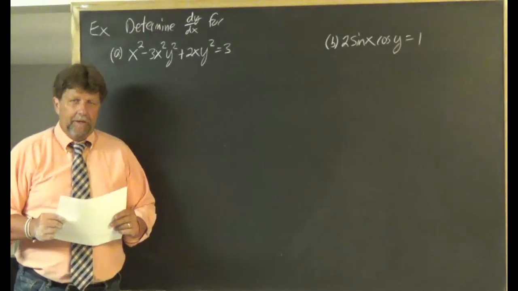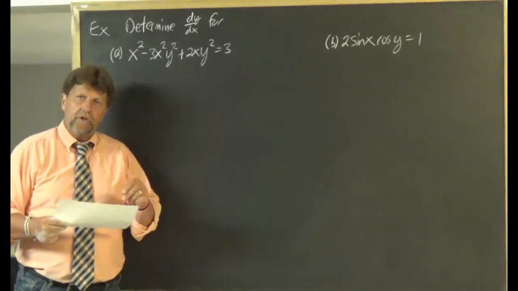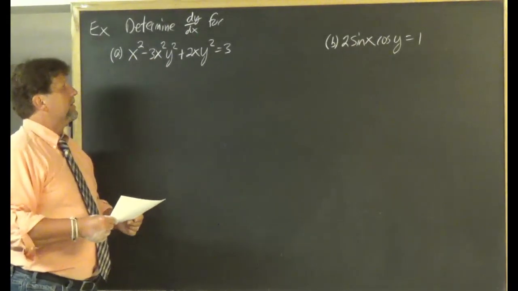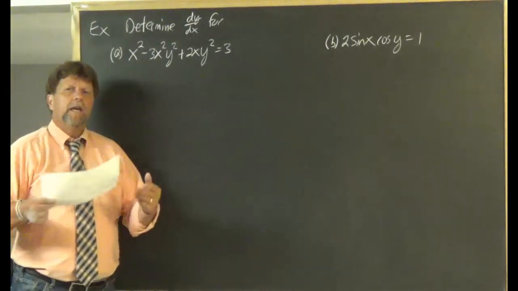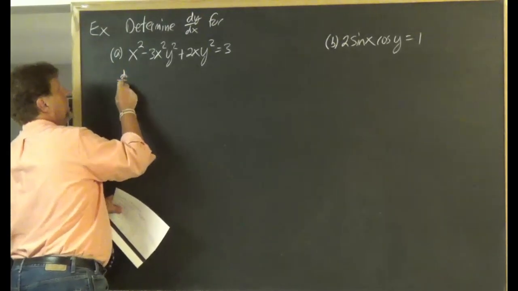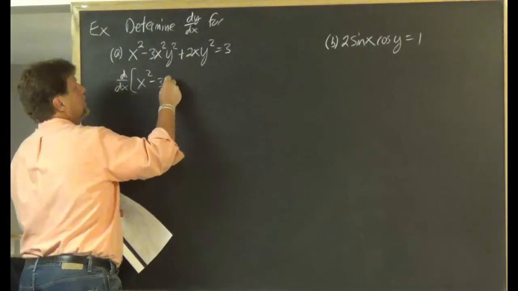All right, this example had three parts. I only have two of them up on the board right now. We're supposed to determine dy/dx for part A, x squared minus 3x squared y squared plus 2xy squared equals 3. So I start off. I'm going to d/dx both sides of the equation.